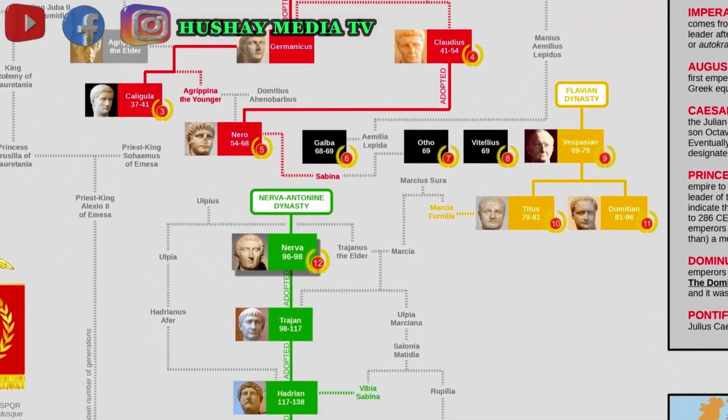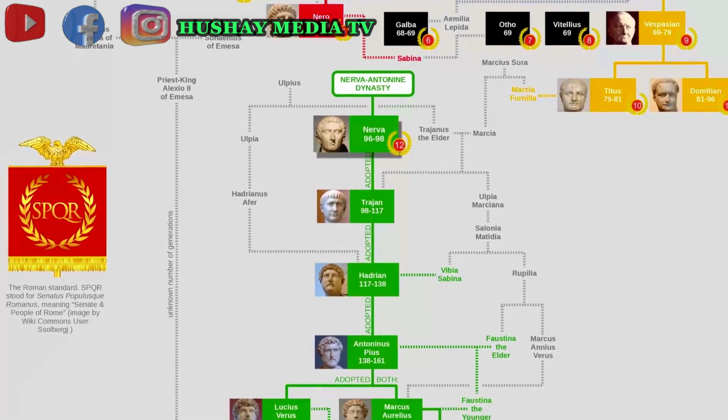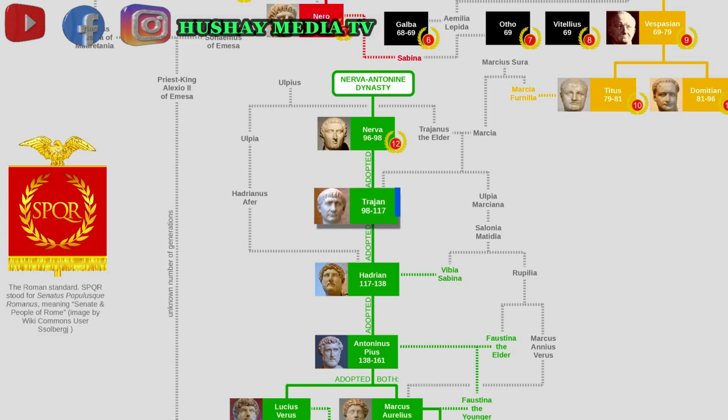So with Nerva, we get the 3rd dynasty, sometimes called the Nerva-Antonine dynasty. Nerva was elderly at the time, so he did not actually rule long, but he had adopted as his heir an individual named Trajan. So Trajan soon became the next emperor. It was during the rule of Trajan that Rome reached its peak of power.